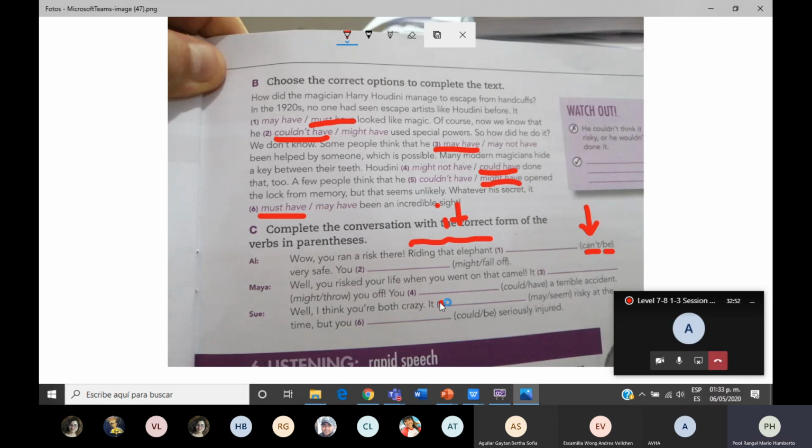Entonces, la 5, a ver, la 5. I think you're both crazy. It's risky at the time, but you could be seriously injured. It may have seemed. May not have seemed. Sí, ahí exactamente. Se las pusieron ahí con jiribilla. Aquí era, well, it may not have seemed risky at the time. Así como, bueno, pues a lo mejor no se veía muy riesgoso al principio, ¿verdad? Pero aquí era, may not have seemed risky at the time, but you could be seriously injured.